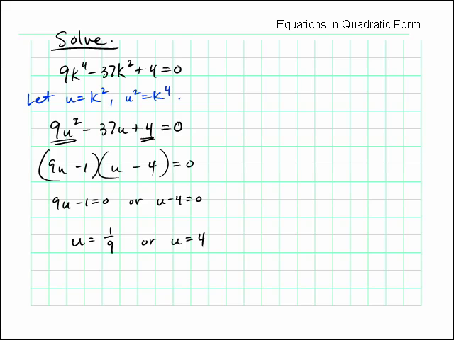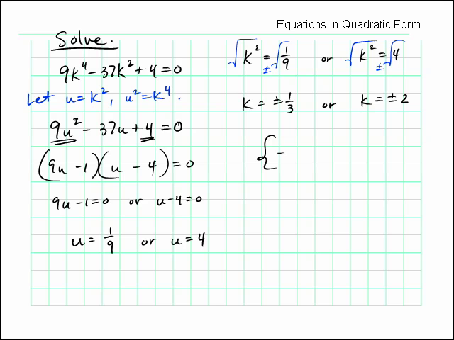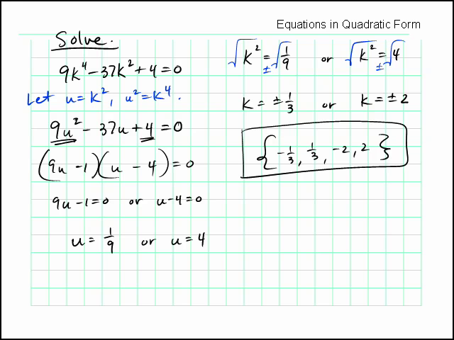Remember, we don't stop at this stage. We now convert back to the original variable. In this case, u equaled k squared. So k squared equals 1/9 or k squared equals 4. I can now solve these by taking the square root of both sides. Don't forget the plus or minus signs. K equals plus or minus 1/3, or k equals plus or minus 2. And so my four solutions here are -1/3, +1/3, -2, and +2. There are my four solutions.